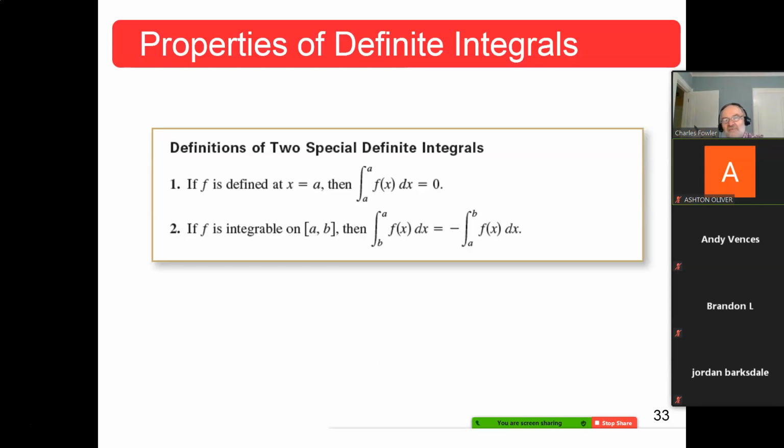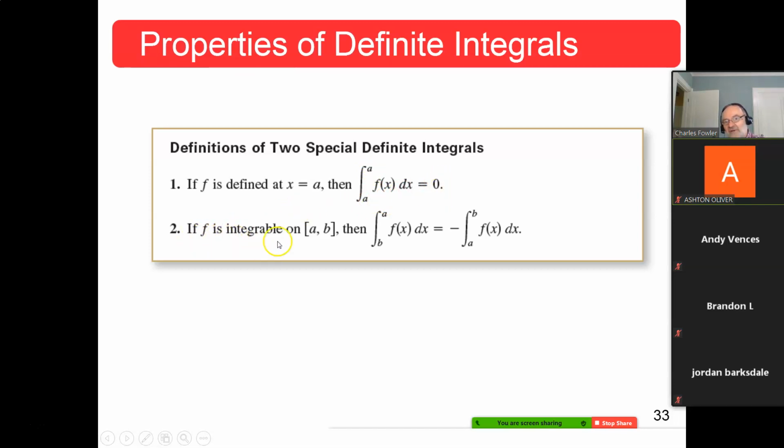So here's the definition of 2 special definite integrals. If f is defined at x equal a, that has to happen, and you have an integral from a to a, guess what? That distance between them is 0. Okay, so f of x dx, no matter how big f of x is, the width of it is 0. So that's going to be 0.